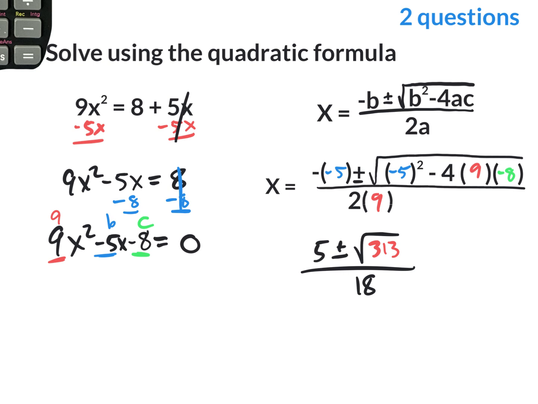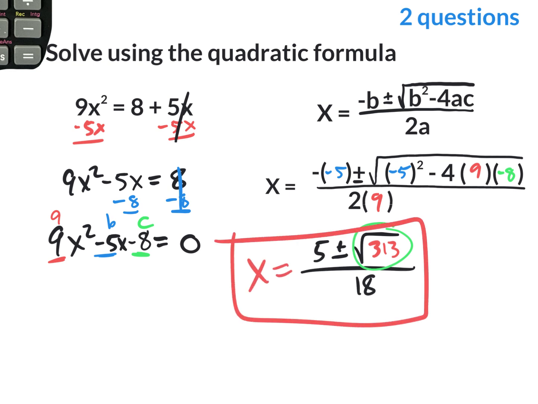Now after that, you're supposed to attempt to actually do the square root of 313. So you type that into your calculator, the square root of 313, hit equal, and you will see that it's exactly that. It doesn't simplify, it stays exactly the same, which means that this is your final answer. X equals 5 plus or minus the square root of 313, all divided by 18. That's your answer. Cool?